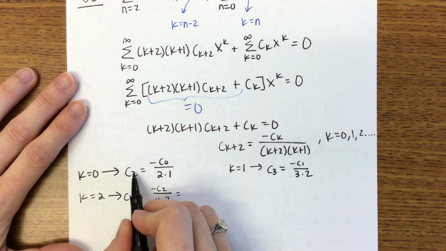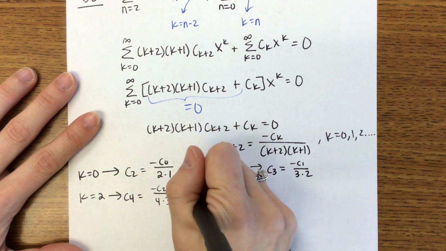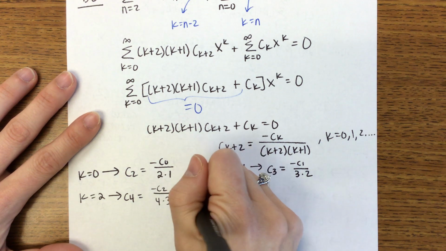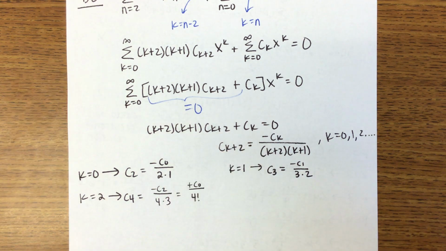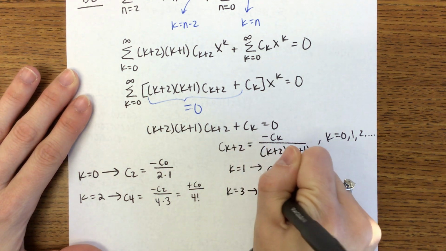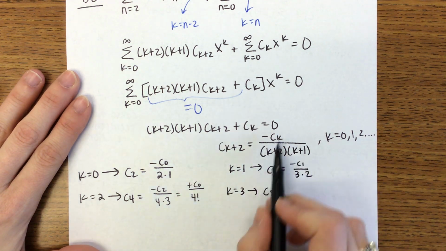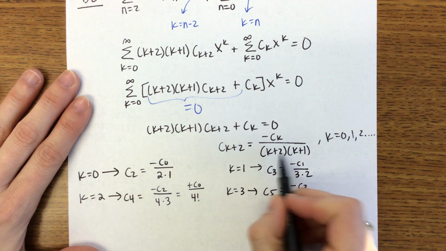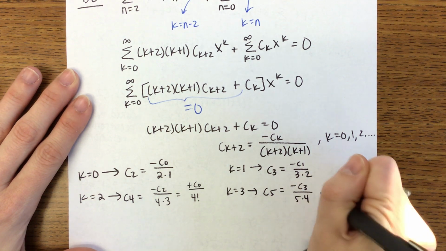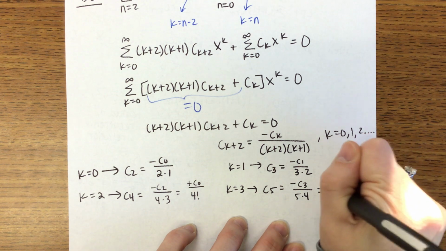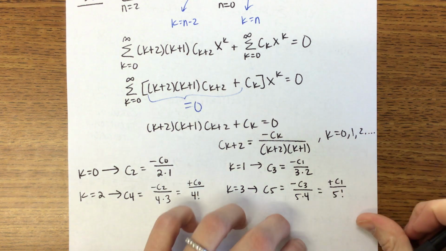That c2, though, is up above, so that really becomes positive c0 over 4 times 3 times 2 times 1, which is 4 factorial. If I plug in k equals 3, I get c5 is equal to negative c3 over 5 times 4. c3 is above, though, so that becomes positive c1 over 5 factorial.